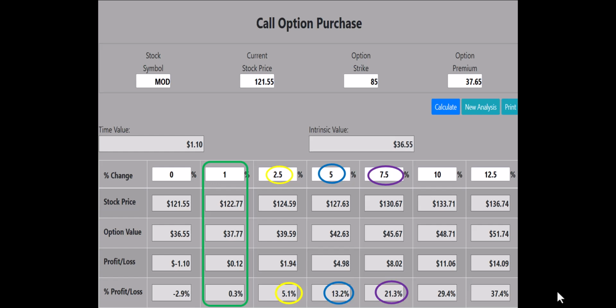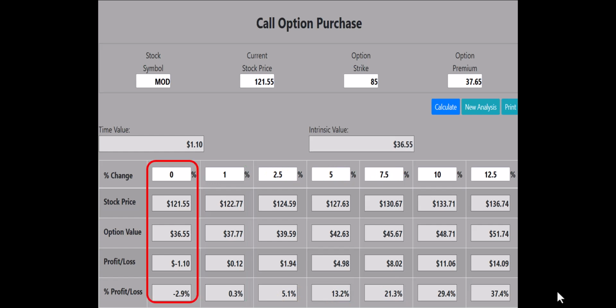The call option purchase calculator also shows that if the MOD stock price increases by 2.5%, the 85 call will make a 5.1% or $194 profit. If the MOD stock price increases by 5%, the 85 call will make a 13.2% or $498 profit. If the MOD stock price increases by 7.5%, the 85 call will make a 21.3% or $802 profit. The 10% and 12.5% numbers are also displayed. You can see that the profits get better and better.